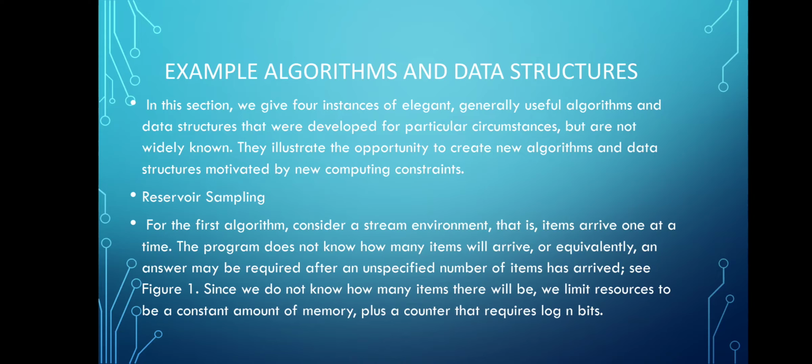Reservoir sampling. For the first algorithm, consider a stream environment, that is, items arrive one at a time. The program does not know how many items will arrive, or equivalently, an answer may be required after an unspecified number of items has arrived. Since we do not know how many items there will be, we limit resources to a constant amount of memory. Place a counter that requires log n bytes.